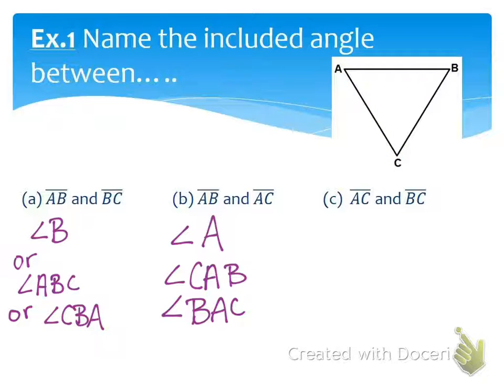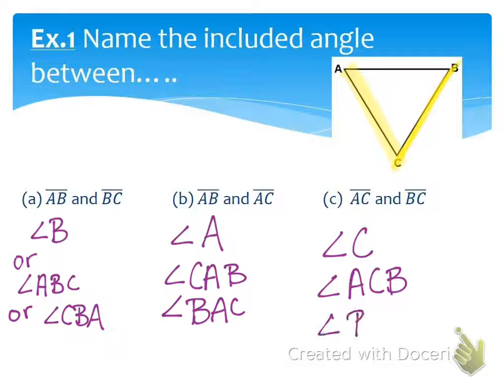Now you might be able to guess this last one, but if we look at sides AC and BC, the included angle is angle C, or you could call it ACB or angle BCA.